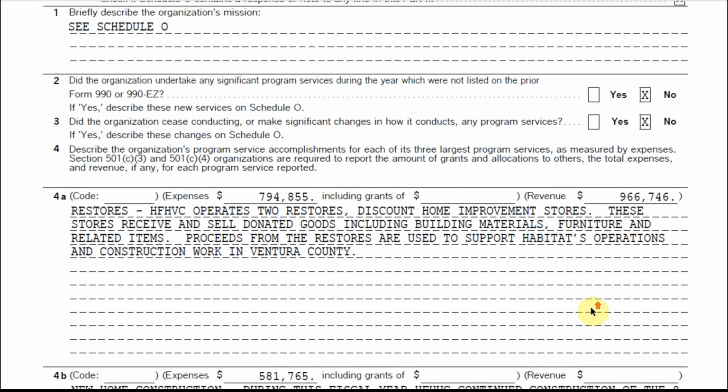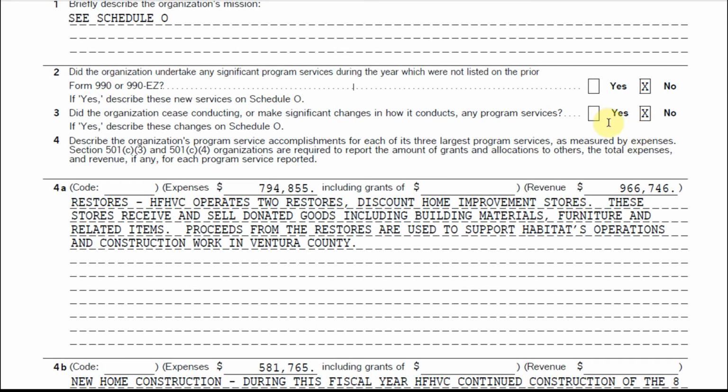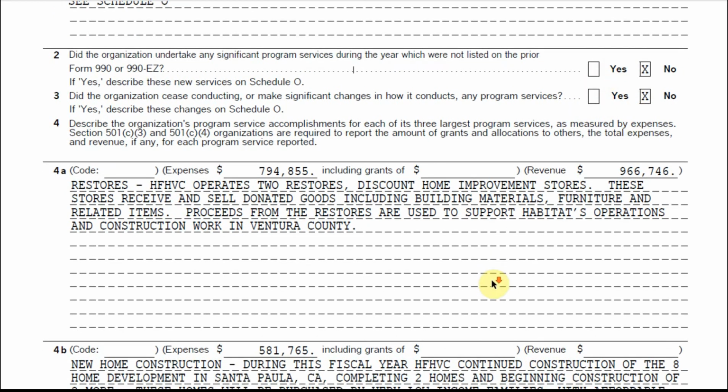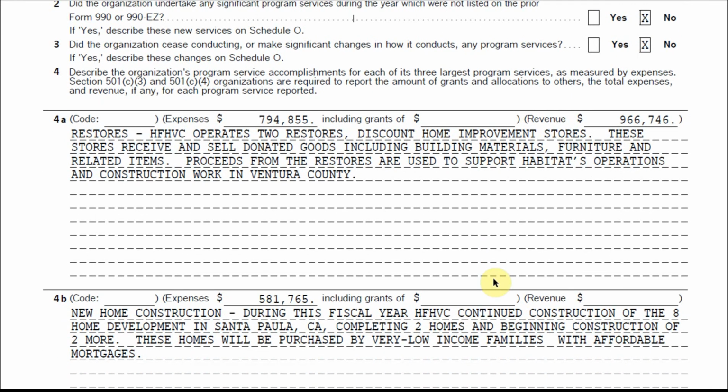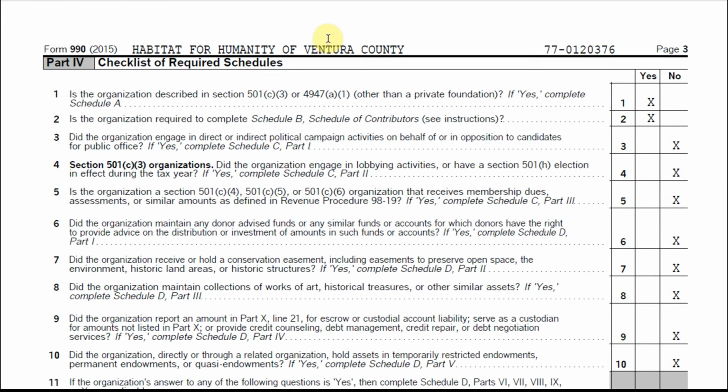So this is true kind of throughout the form as you're hoping for no's, but if you see yeses, it's something that you need to investigate further. They provide a detailed description of their programs along with associated expenses and potentially revenue, if in fact there is some. The next few pages continue with this checklist approach. This is showing additional required schedules that are needed.